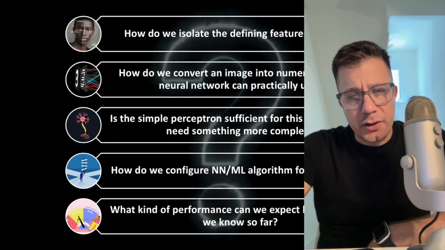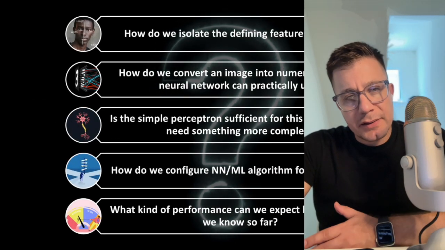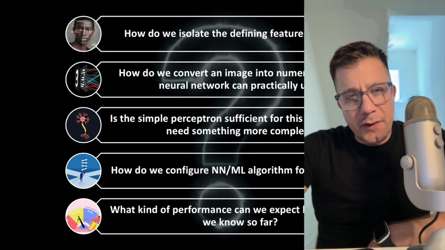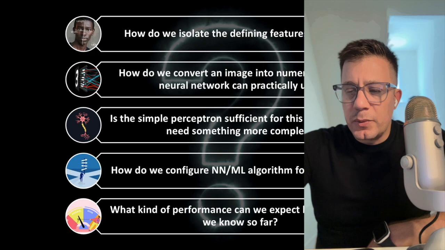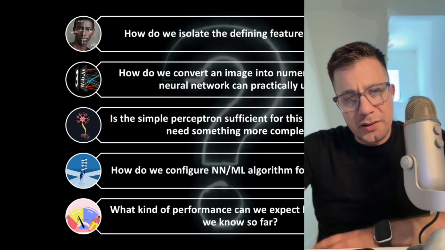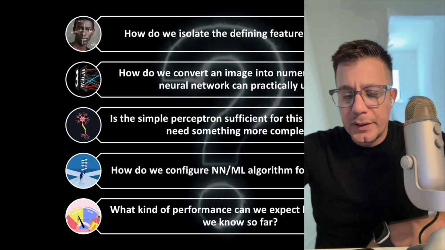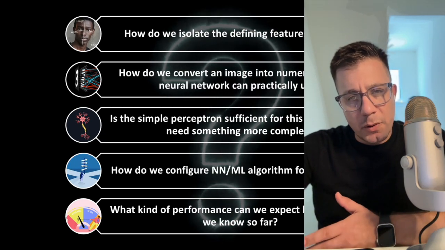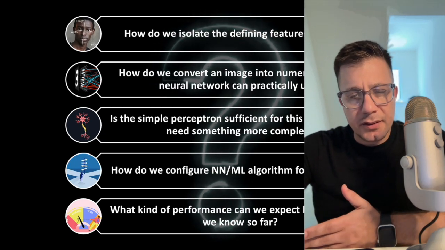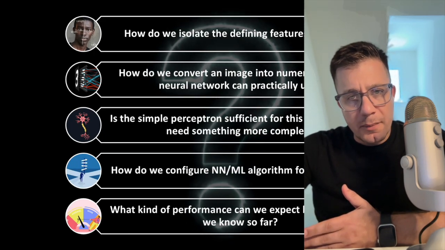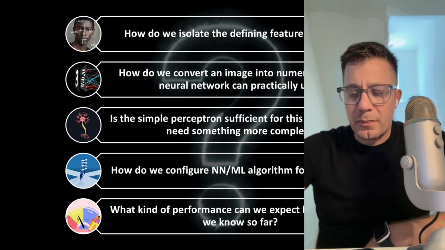Now, a couple of other corollary questions that we'll ask and answer during the module include, how do we isolate the defining features of a digit? How do we convert an image into the types of numerical inputs that a neural network can practically use? Is the simple perceptron, which is the network structure we used in the most recent modules, sufficient for this task? Or do we need something more complex? The answer is yes, we do need something more complex.